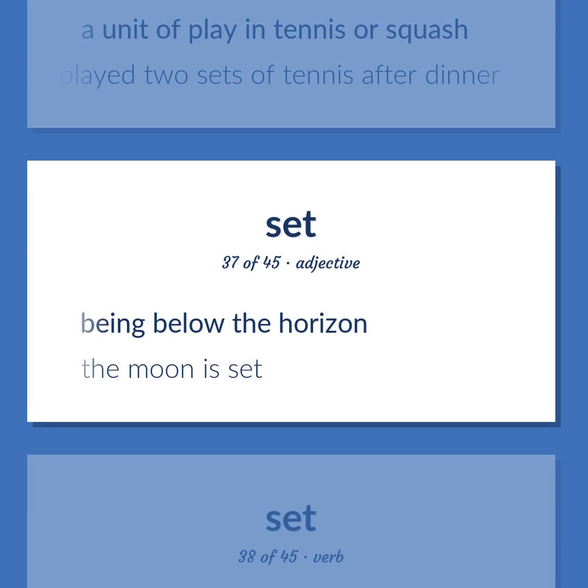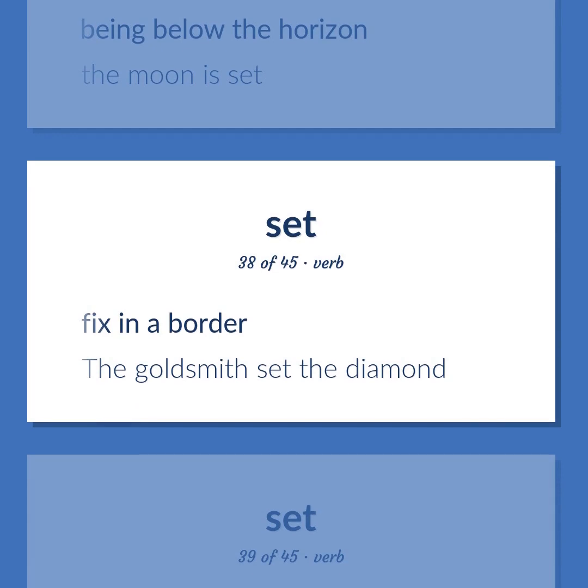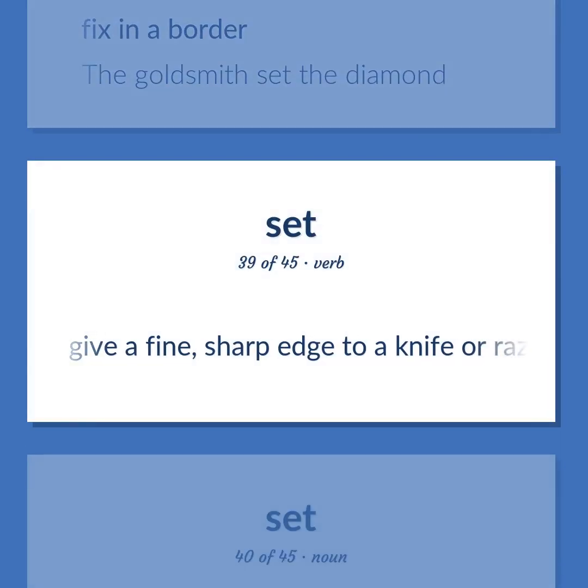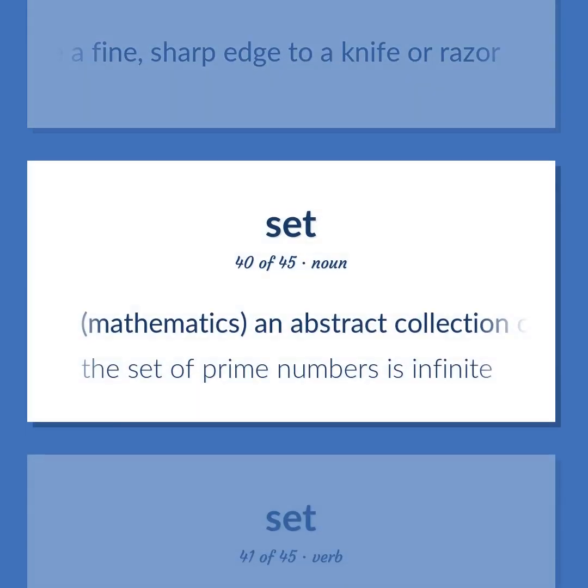Being below the horizon. The moon is set. Fix in a border. The goldsmith set the diamond. Give a fine, sharp edge to a knife or razor. Mathematics, an abstract collection of numbers or symbols. The set of prime numbers is infinite.